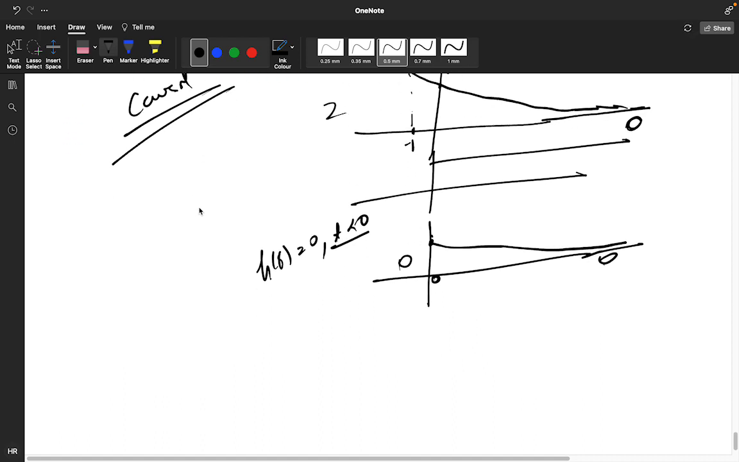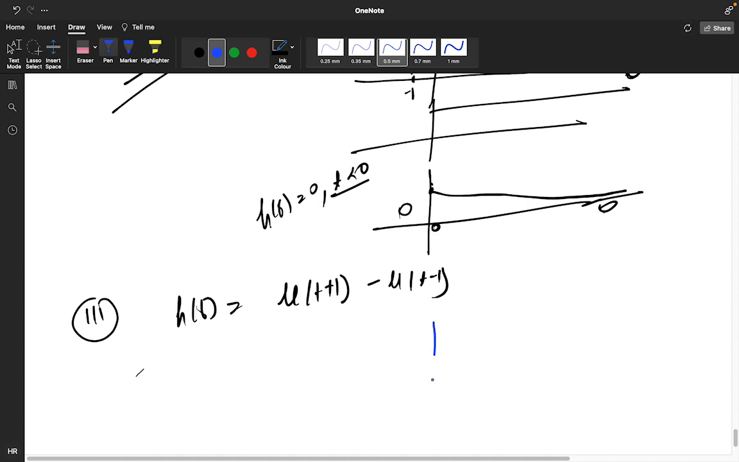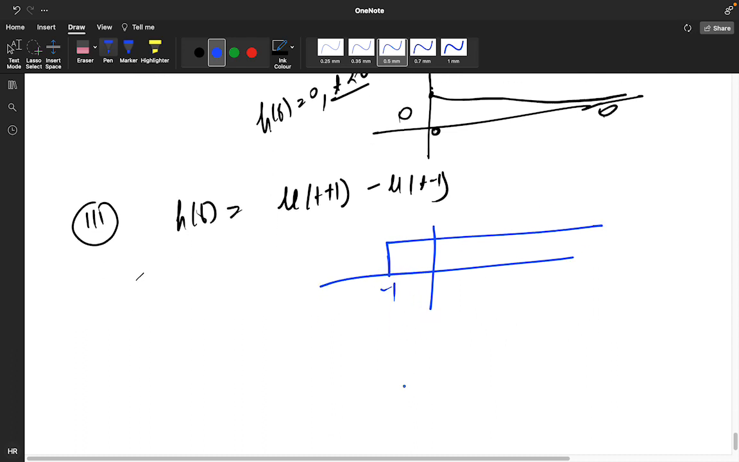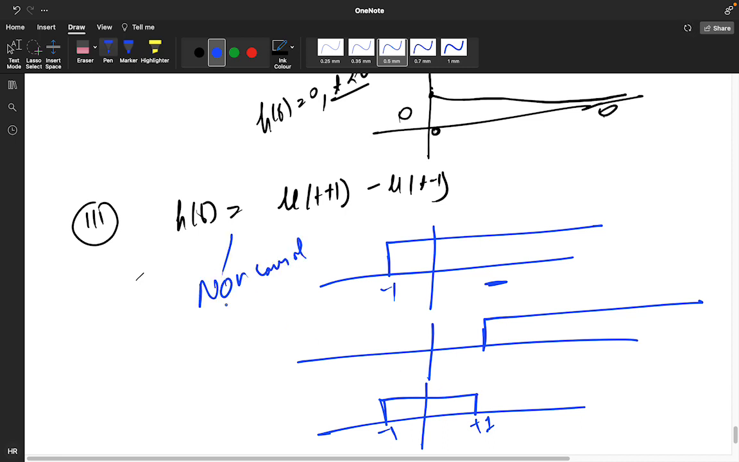What about this, guys? If the question is given h of t is equal to u of t plus 1 minus u of t minus 1, whether it will be a causal system or not? u of t plus 1 means this, u of t minus 1 means this. Both are getting subtracted, so you are getting the signal like this, from minus 1 to plus 1. So this is non-causal.